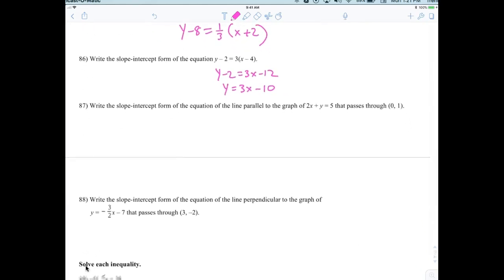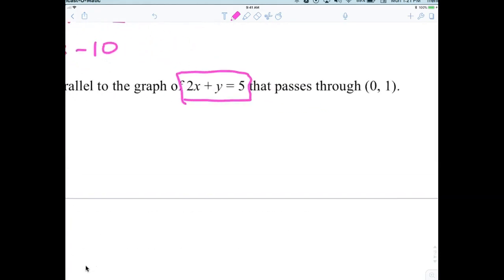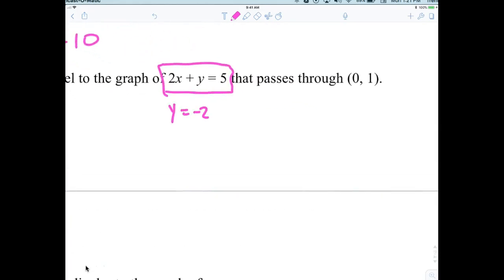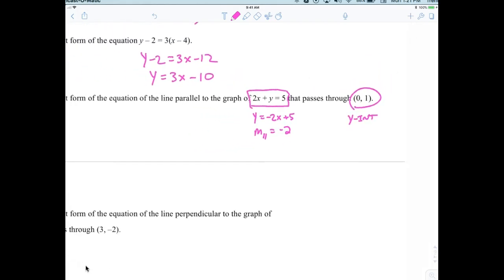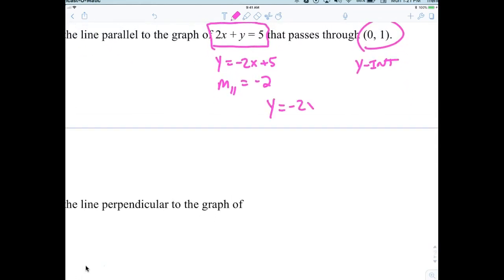All right, here we go again. Write the slope-intercept form of the equation of the line parallel. Now, if it's parallel, it has to have the same what? Slope. So I got to find the slope. y equals negative 2x plus 5. So the slope of the parallel line is going to be what? Negative 2. Now, what's nice about this problem? This is the what? That is the y-intercept. So the equation in slope-intercept is just y equals negative 2x plus 1. Everybody okay with that?